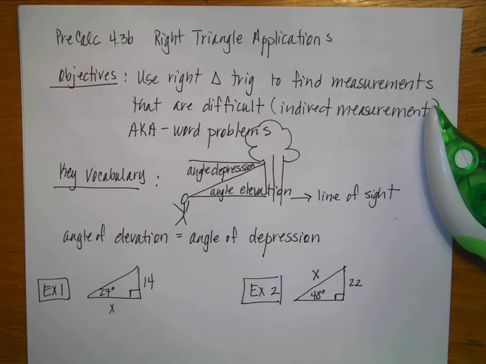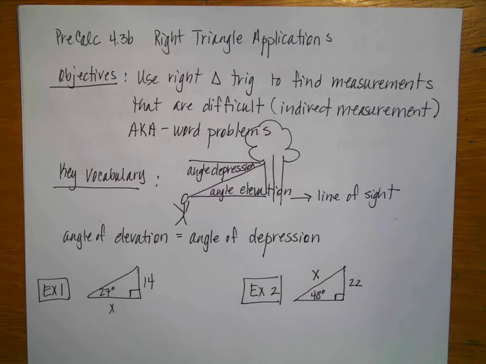We're going to be talking about some right triangle applications. Our objectives are that we're going to use right triangle trig to find measurements that are difficult. Those are often called indirect measurement. And then these types of problems are AKA word problems. There's a couple of key things that we need to talk about before we get started.